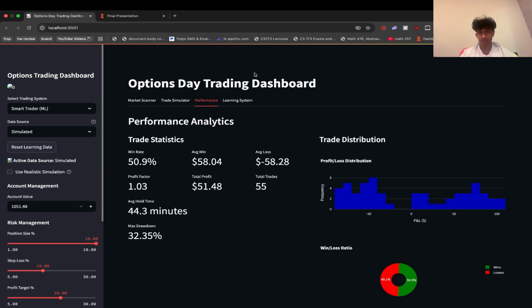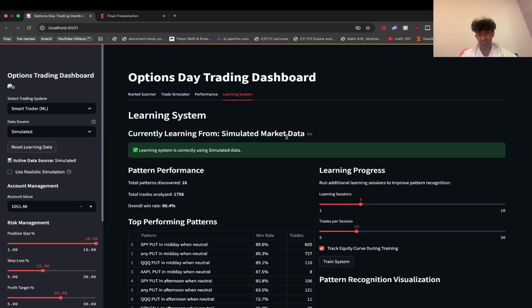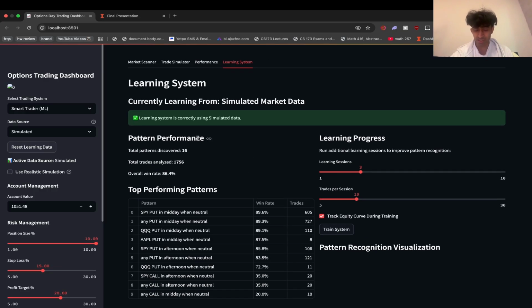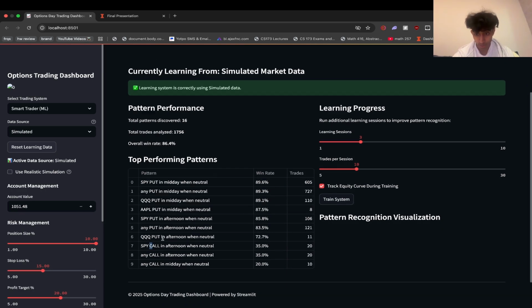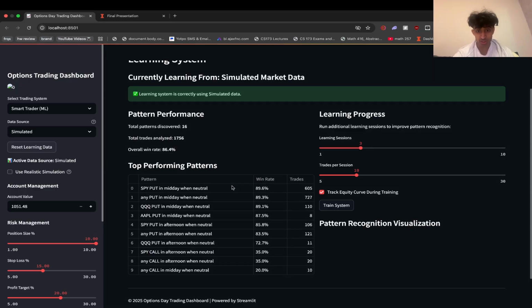And then for the next one, we have the learning system. This machine learning model and this whole platform is able to learn from itself. Over here, we see the amount of patterns that are discovered, how many trades are analyzed, and the overall win rate over time. And essentially put here is how much money is made. You make money on a put when the stock goes down, and on a call you make money when the stock goes up. It talks about what pattern is there, and it shows the top 10 patterns as well as the win rates and the number of trades that are happening for that specific pattern.